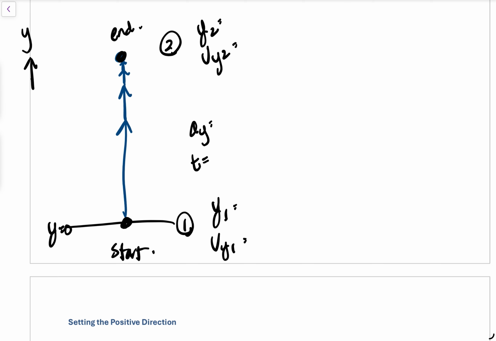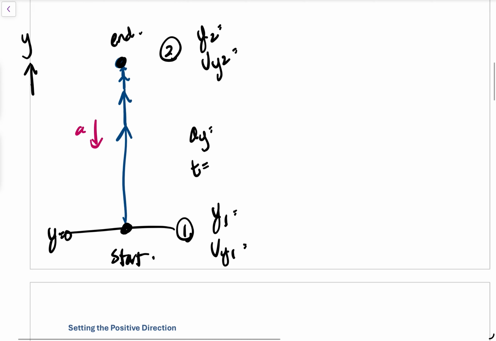If I look again at the motion diagram, my vectors are getting smaller as I go up because I'm slowing down. And that means I have an acceleration that is directed down. That's going to be our free fall acceleration, or acceleration due to the gravitational force. So that is directed down. It needs to be opposite the direction of my velocity vectors because we are slowing down to the top.